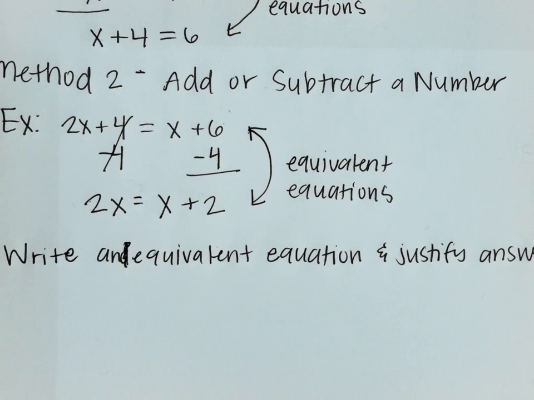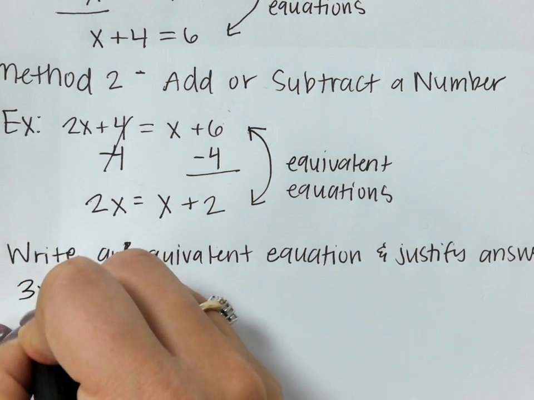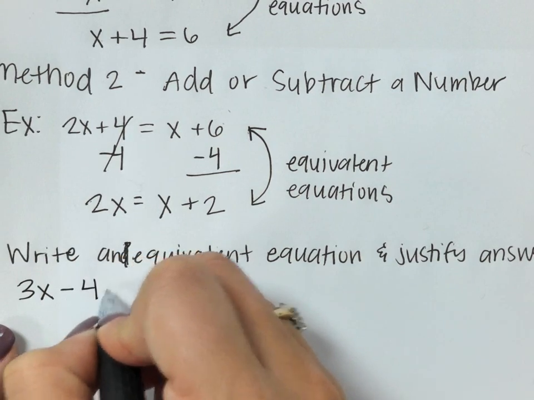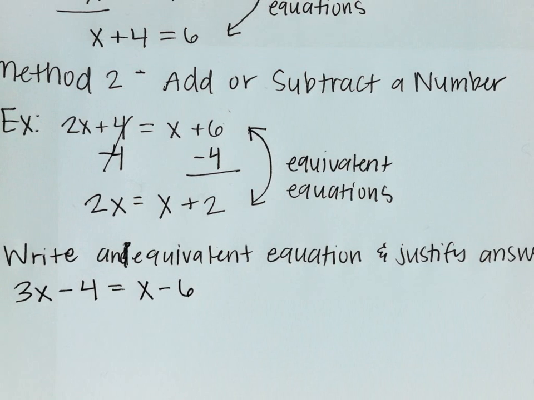To write an equivalent equation and justify your answer. So we're going to take 3x minus 4 equals x minus 6. Okay. And we're going to write an equivalent equation to that and then justify it. So I can use either one of my methods. So which method do you want to use first?